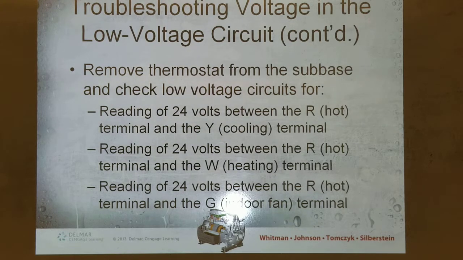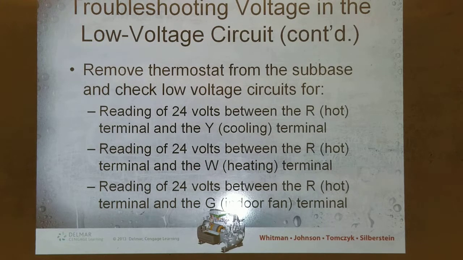Troubleshooting voltage in the low voltage circuit continued. Remove thermostat from the sub-base and check the voltage circuits for reading of 24 volts between R hot terminal and the Y cooling terminal. Reading of 24 volts between the R hot terminal and the W heating terminal. Reading of 24 volts between the R hot terminal and the G indoor fan terminal.